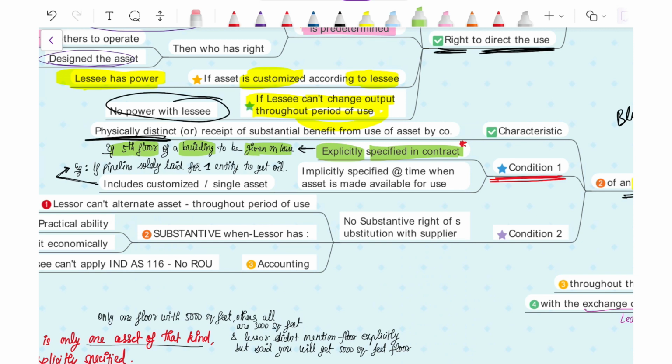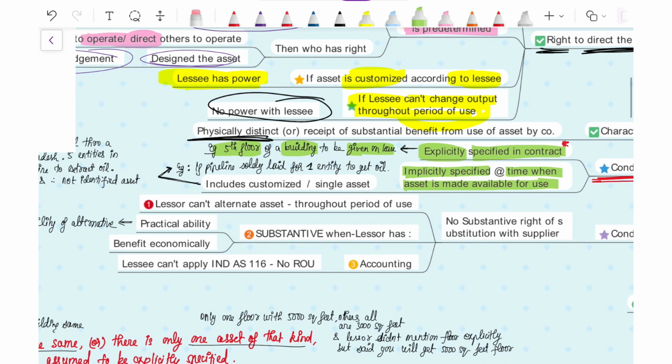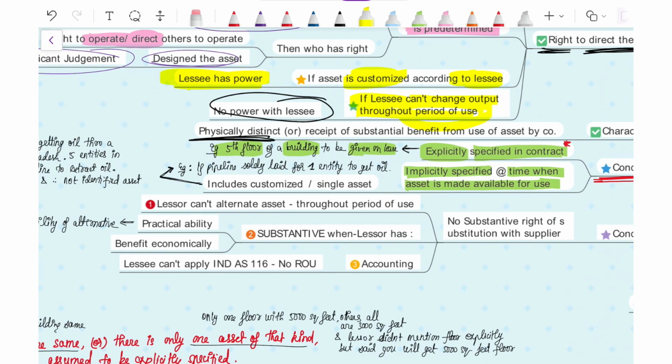And the next is, either you can explicitly specify it in the contract, or implicitly specify it at the time when the asset is made available for use. How do you do it? Either you can include some customization in it which indicates that the asset is for that particular customer only, or there is only that one asset of that kind which the customer has asked for, and you only have that one kind of asset with you.